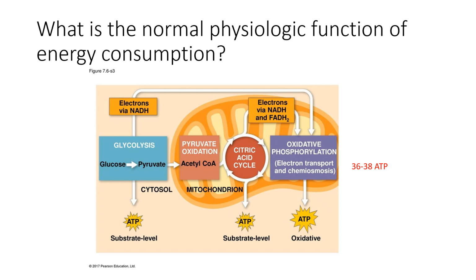Now, what I'm going to cover first is the normal process of getting glucose into the cell and making energy. What is the normal physiologic function? How is energy produced? Glucose comes into the cytoplasm. It is immediately broken down by 10 enzymatic steps into pyruvate. That's called glycolysis. And then you have the rest of the cellular respiration, where you end up producing 36 to 38 ATP molecules.